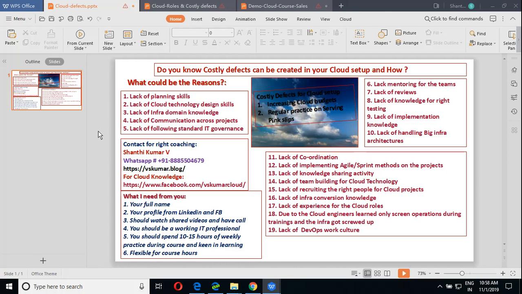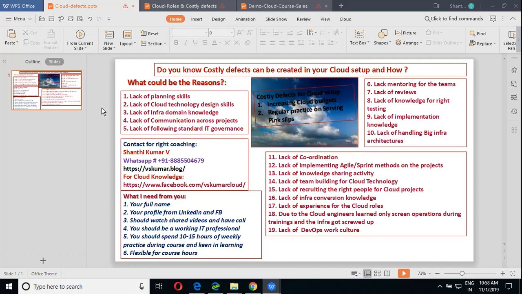The lack of following standard IT governance. So many organizations, they feel cloud services provider is a separate entity from the organization, and they don't need to bother about the process what they are following in the IT department, and they simply follow AWS process. But it is not that whatever you used to follow, the same thing can be followed as a part of the IT governance in cloud services.